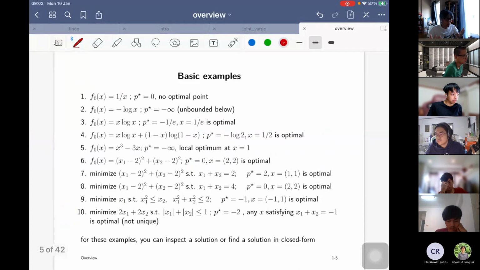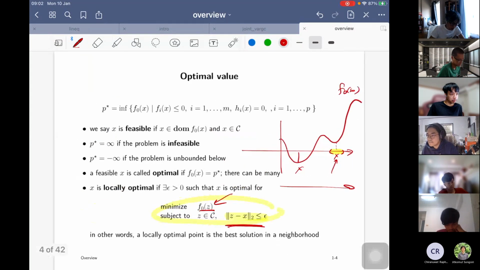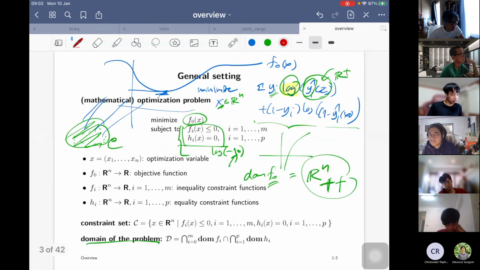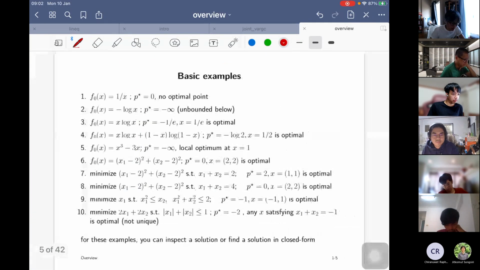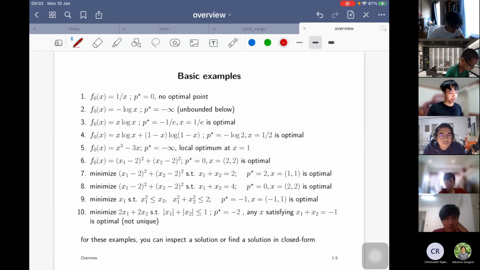Now, all we have seen are terminology in optimization. Now we're going to review again if you understand all these terms correctly. We do it together. So here I give a list of problems.